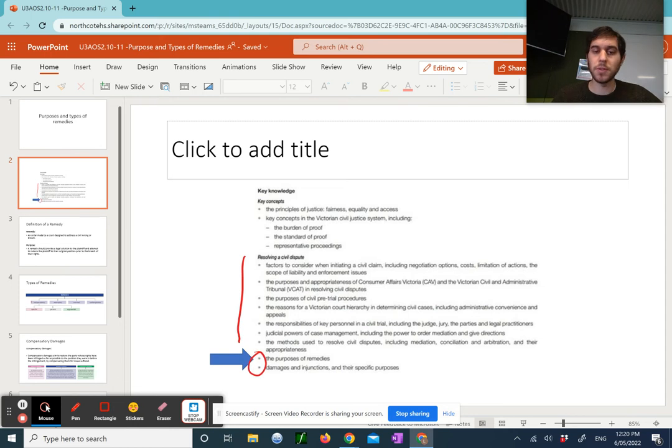We're thinking about the consequences, and we call these consequences remedies. And the two remedies we're going to learn about are damages and injunctions. So damages essentially is when the court gives you orders that you be paid some money. An injunction is when the court tells the defendant either to start doing something or to stop doing something.